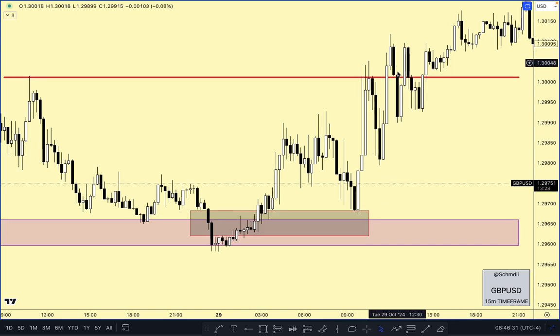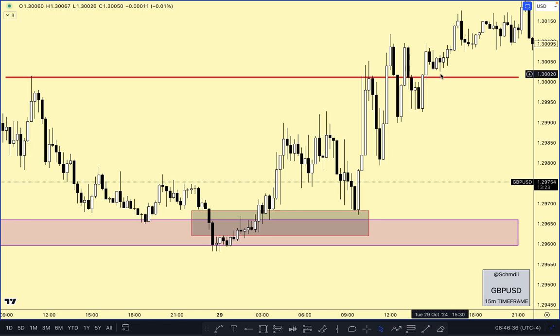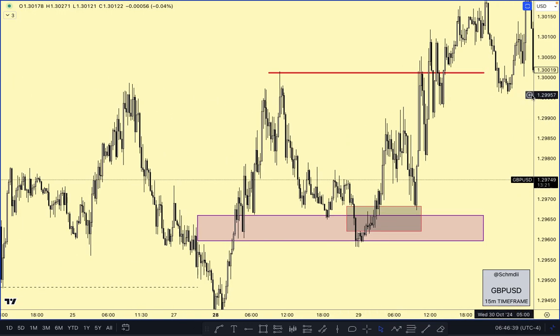Internal range to external range, internal range to external range. That's it. That's all you'll ever need.